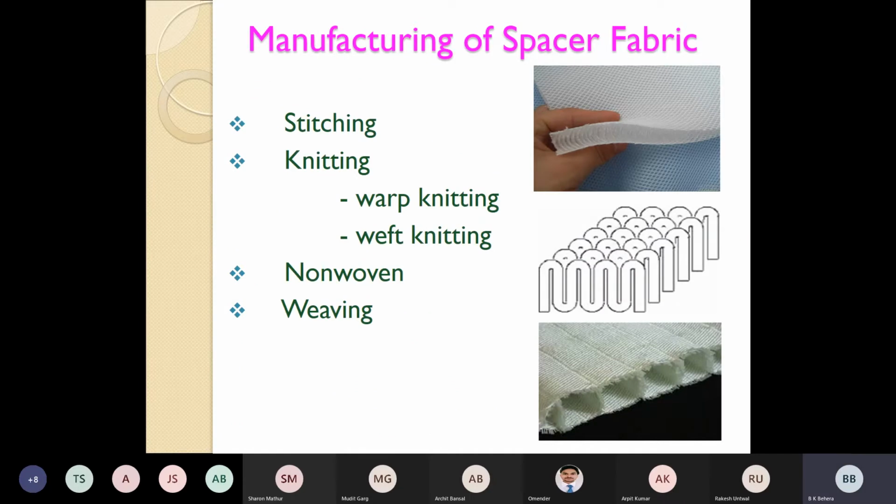Now coming to manufacturing in brief. We produce spacer by stitching, by warp knitting, by weft knitting, by non-woven, by weaving. This is a warp knitted spacer fabric. This is a non-woven spacer fabric. This is a woven spacer fabric. I'll give you a brief idea how they are produced.